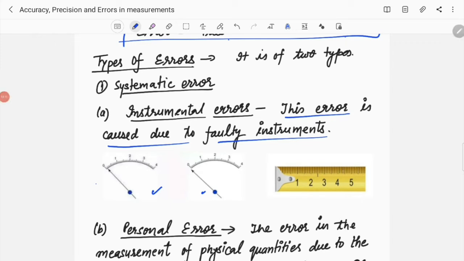Now the third example, I have taken a scale whose zero mark is not visible. So if we are going to measure the length of a line or anything else with the help of this scale, then most probably the measured value will be wrong, because we don't know the exact position of the zero mark. So these are known as instrumental errors, which arise from faulty instruments.